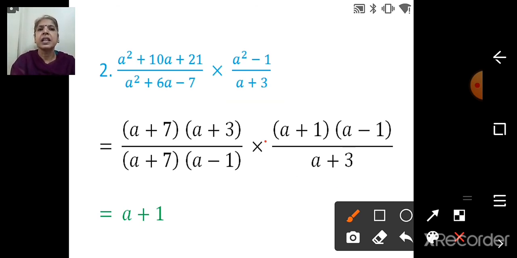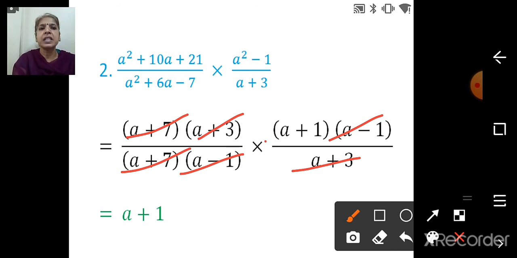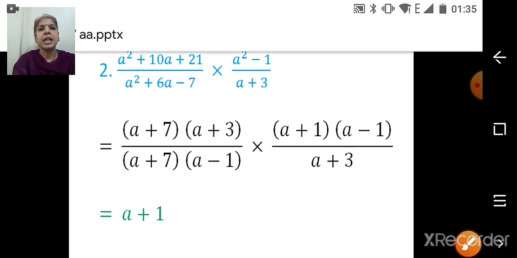Now let's divide the similar factors, the same factors, a plus 7, a plus 7. Again keep in mind children, the full bracket will get divided. So a plus 7 divided by a plus 7. Then here a plus 3 divided by a plus 3. And again see the other factors, a minus 1 divided by a minus 1. And what is remaining is a plus 1, which is our answer. So the answer here is a plus 1.